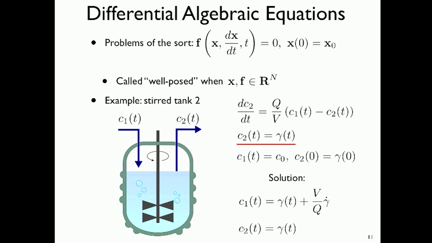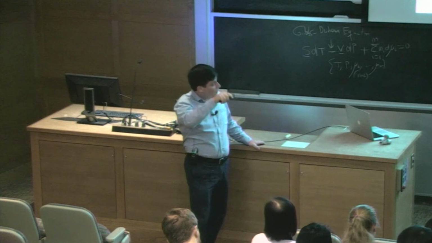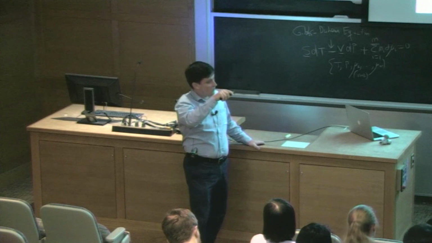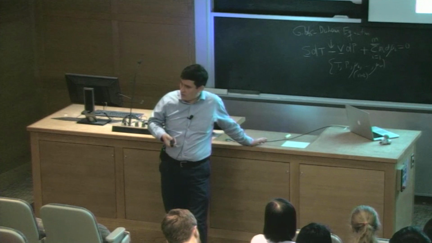The solution is funny too, right? Suppose we were trying to use this system of equations to do the following. We're trying to measure C2 and use the measurement of C2 to predict C1. So gamma is the measurement, and we're trying to solve this system of differential algebraic equations to predict what C1 is. Well, all measurements incur numerical error, right?